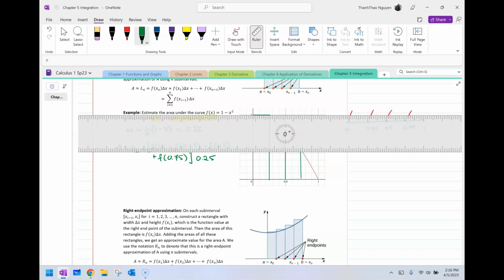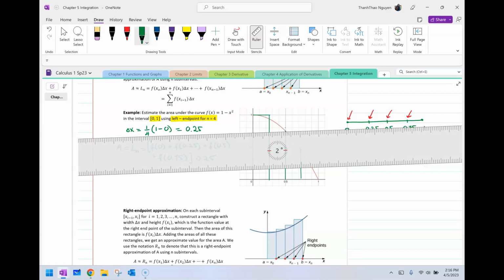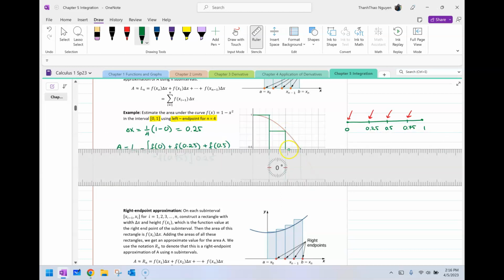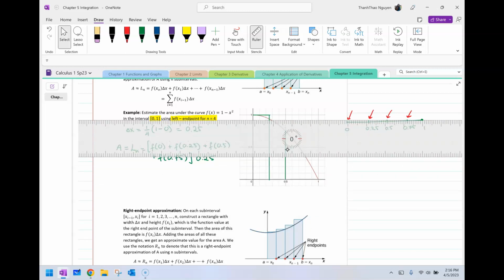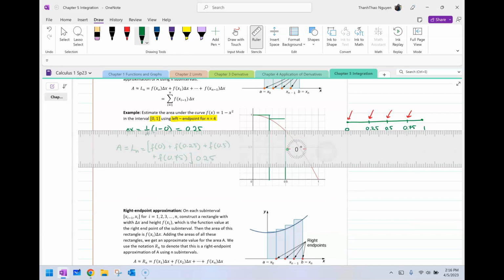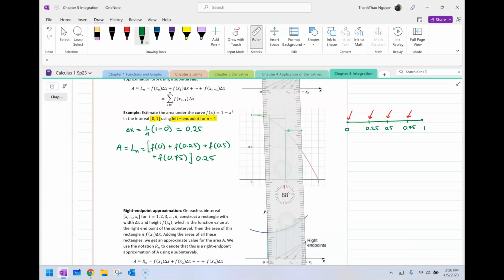So here's our first rectangle. f of 0.5, so here's our second rectangle. Okay. And so we get f of 0, f of 0.25, so this is the second rectangle. Here's the third rectangle. And here's the fourth rectangle.